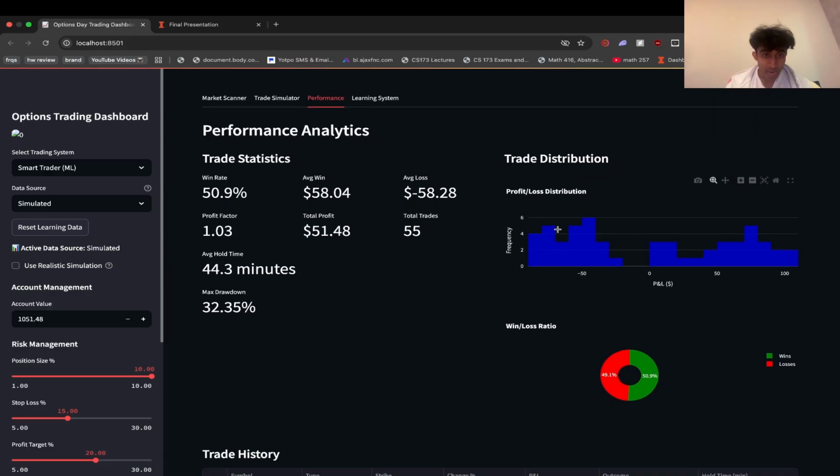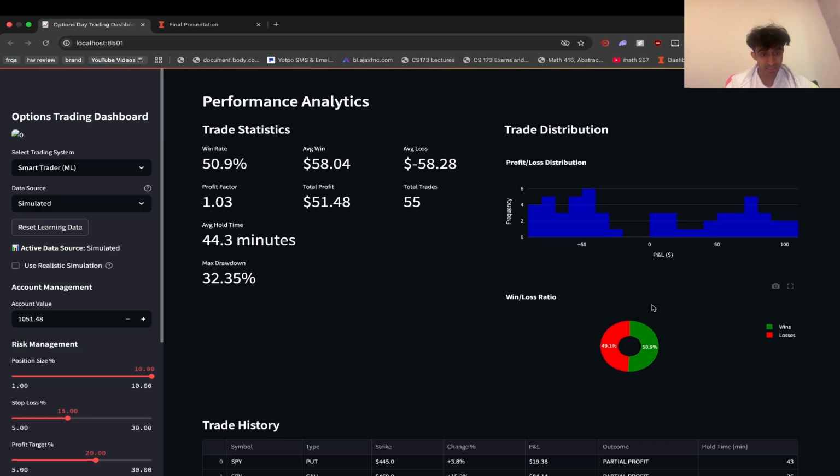And over here we have a profit and loss distribution. Here we have the frequency as well as the profit and loss in dollars. So we can see over time we are winning money here, losing money here, and this is a frequency of how much it's happening. And over here we see a win and loss rate. We have a 50.9% win rate and a 49.1% loss rate. So there's 27 losses and 28 wins.